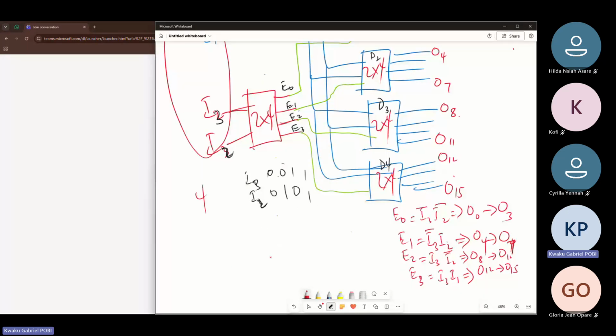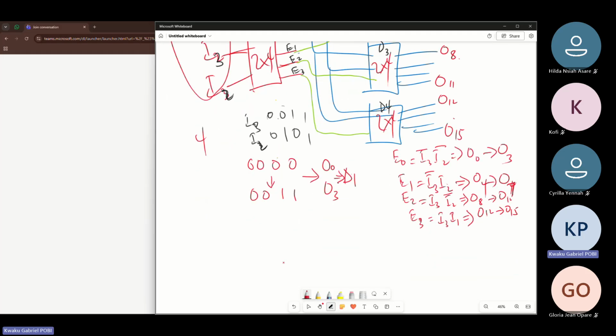Now, one question you asked me is, why did I swap I3 and then I2? Because in the first case, I did I2, I3. What I was trying to do was this. You need 0, 0, 0, 0, all the way to 0, 0, 1, 1 for the first decoder, which is O0 to what? O3. This is decoder 1.